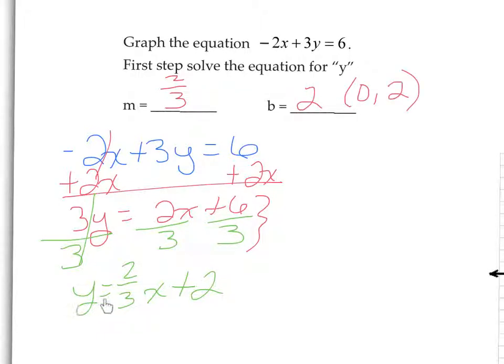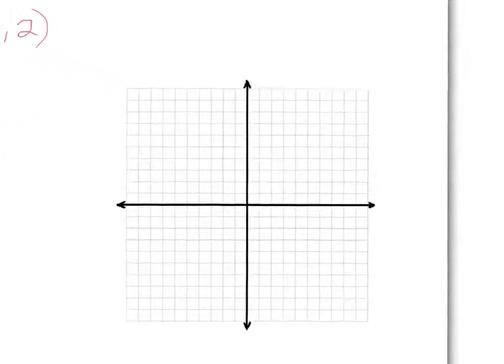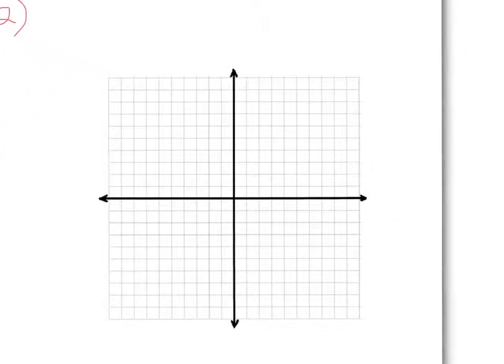Don't forget, y equals mx plus b. This is the m, the slope. This is the y-coordinate for the y-intercept. And when we graph using this form, we always start at the y-coordinate. So we'll start at 0, 2. That will be there. And we'll count out the slope.